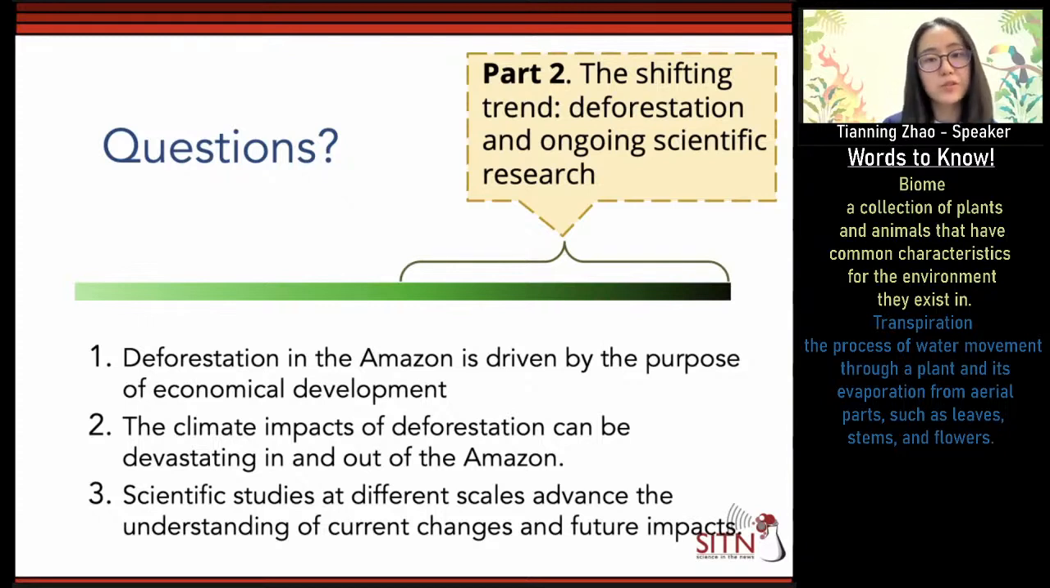And the scientists are doing all kinds of studies at different scales to advance the understanding of the current changes as well as the future impacts. And hopefully that would provide some guidance to the future policymakers to better protect the Amazon rainforest.